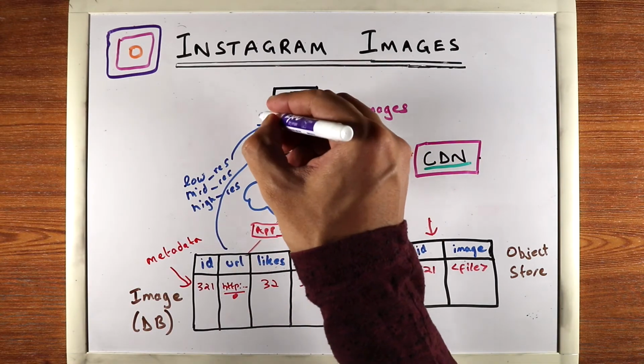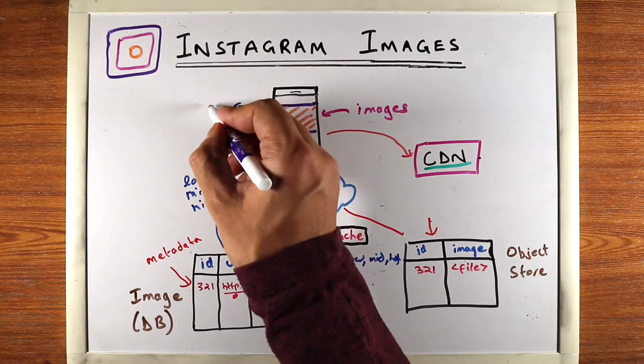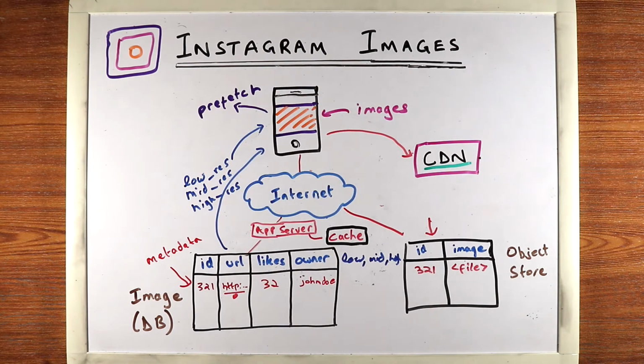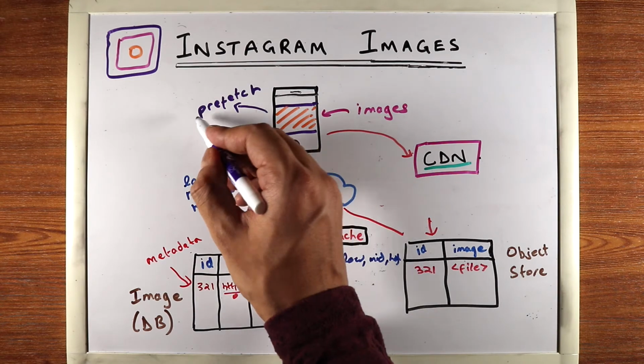Another common technique is while you're scrolling, the app should prefetch images, right? So if you're scrolling down, the app should prefetch the next maybe five images so that while you scroll, the image is loading and you'll be able to see it. You won't see a delay in loading images. So that's another common technique.